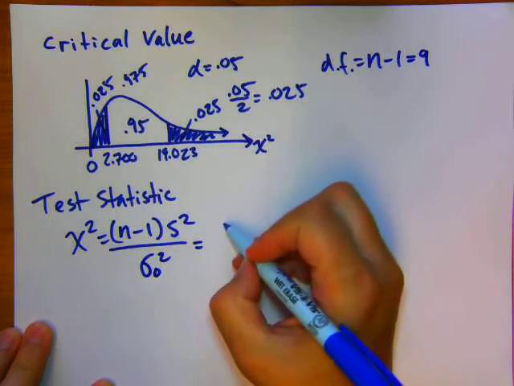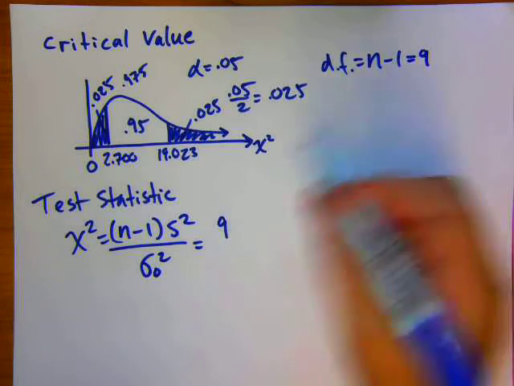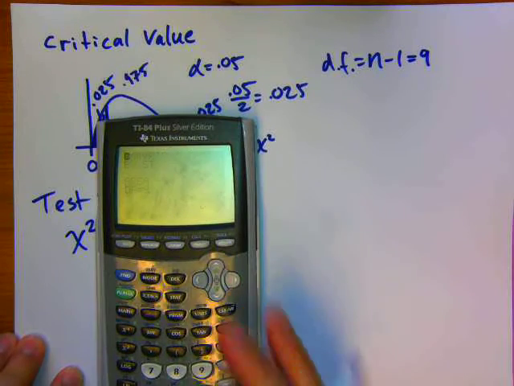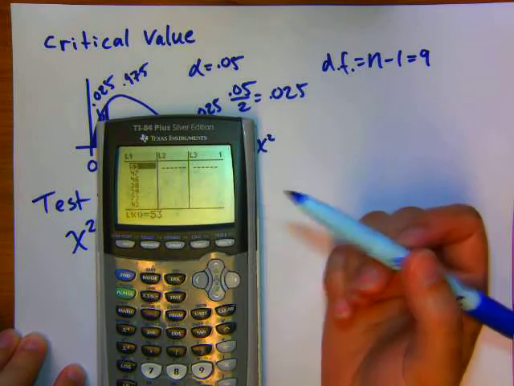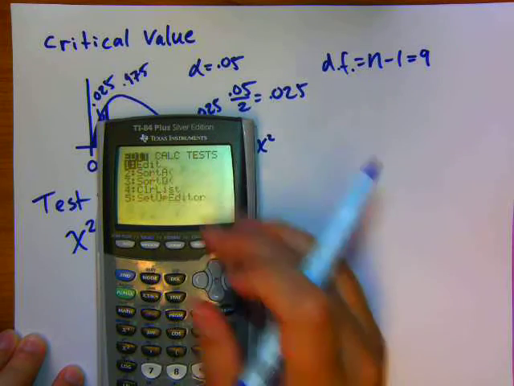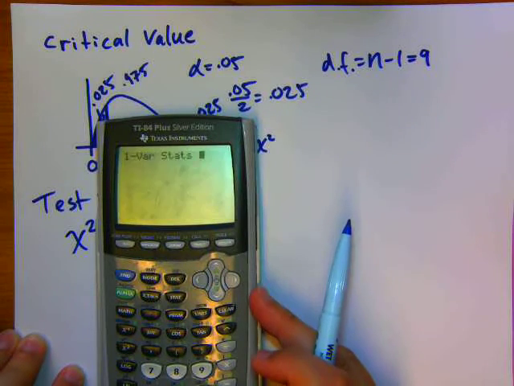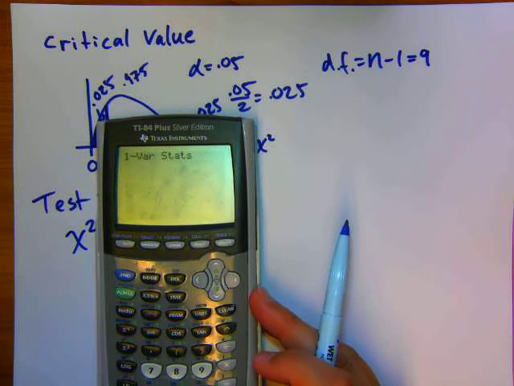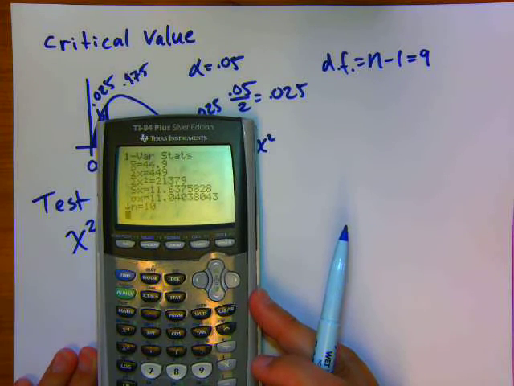So n minus 1, we calculated that was 9. S squared we haven't calculated yet. So you need to do just a simple 1-var statistics on your data. So in my stat menu, I've already put in my data points. I go to stat, and then I go to calc, and then 1-var statistics. This is F3 if you're working on the TI-89. I'm sorry, F4 on the TI-89 is your calc menu, 1-var stats.